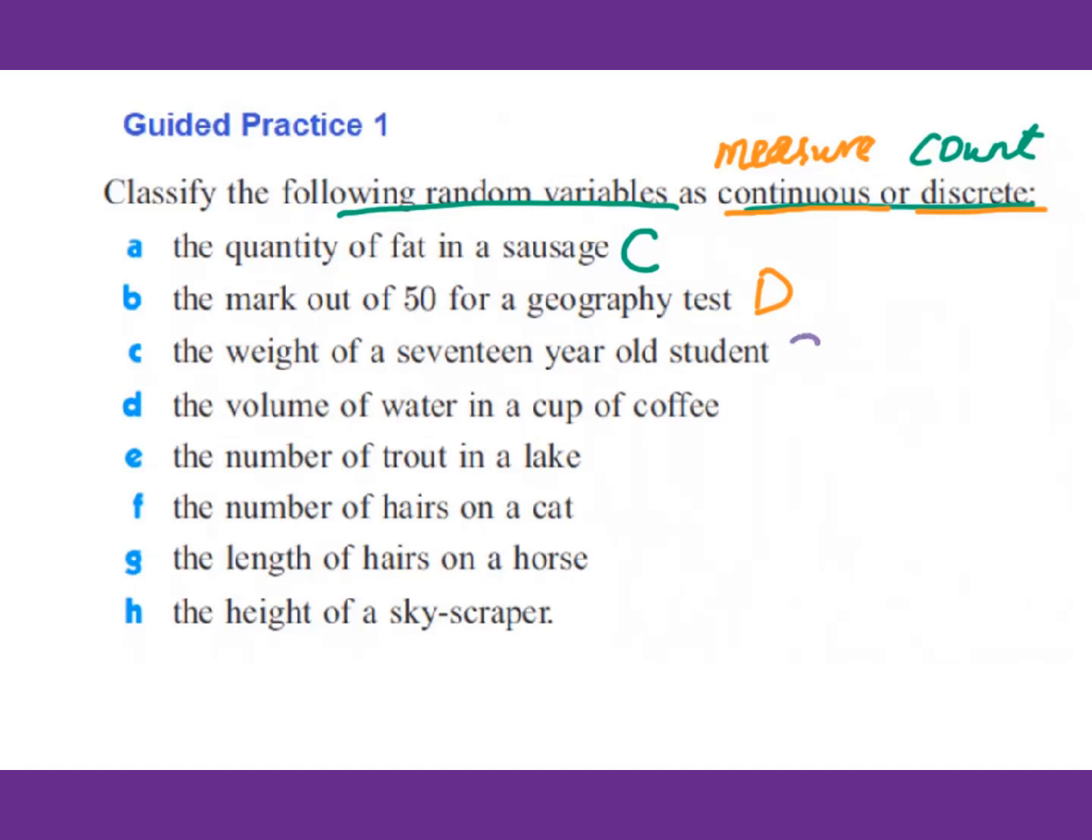The weight of a 17-year-old student. It's continuous. The volume of water in a cup of coffee, still continuous. The number of trout in a lake, it's discrete. The number of hairs on a cat, still discrete. The length of hairs on a horse, it's continuous. The height of a skyscraper, it's continuous.